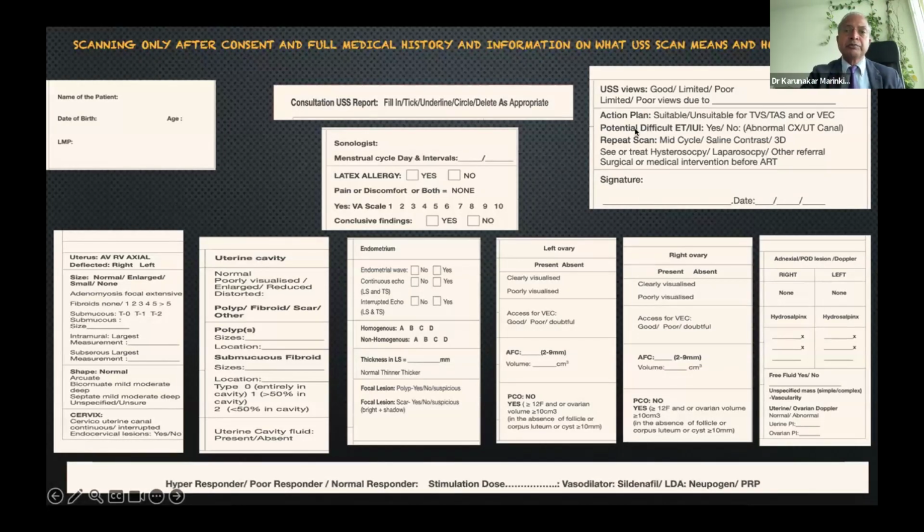When you finish ultrasound, this should be your action plan. This will be your summary. What you're doing: she is suitable for vaginal egg collection or she is not suitable for vaginal egg collection. Why? You found the ovaries cannot be reached safely.